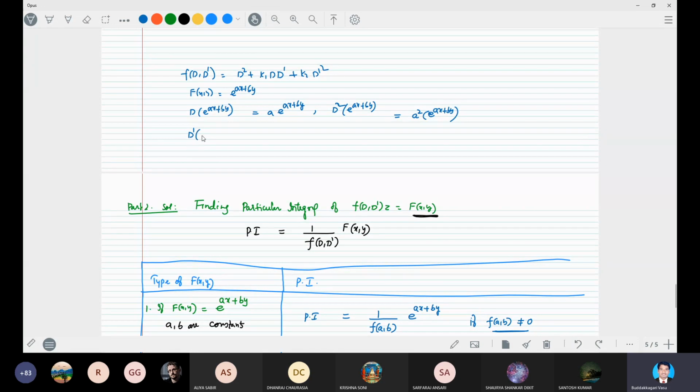Similarly, D' of e power ax plus by: D means dou by dou x and D' means dou by dou y, so dou by dou y of e power ax plus by is b into e power ax plus by. Similarly, D' square of e power ax plus by, how much?